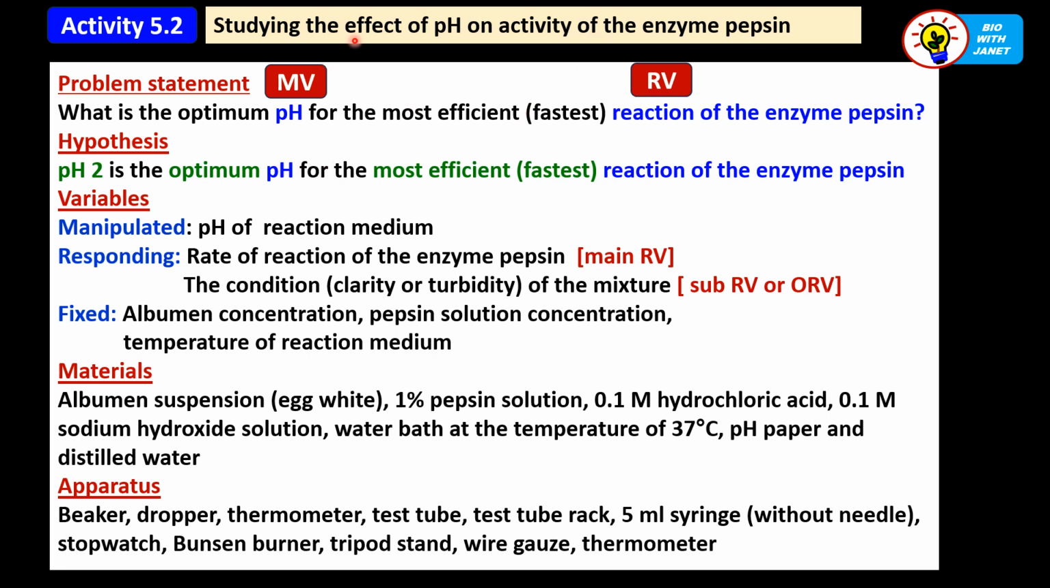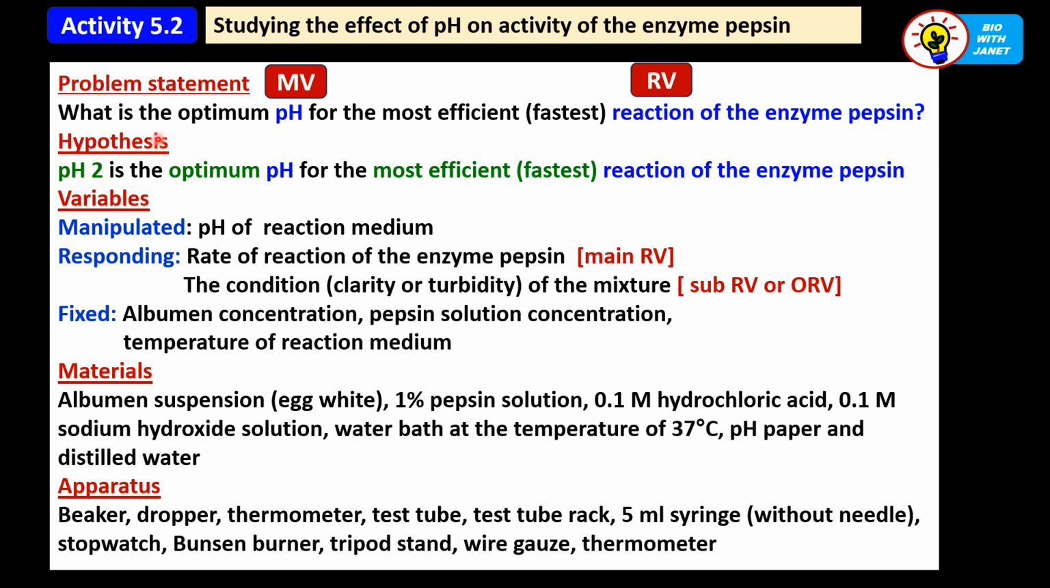After you have identified the MV and RV in any objective, then you can write down the problem statement, hypothesis, and so forth. The problem statement should include the MV and the RV too, and the relationship is in a question form. For a problem statement, there's always a question mark at the end. It is actually a question.